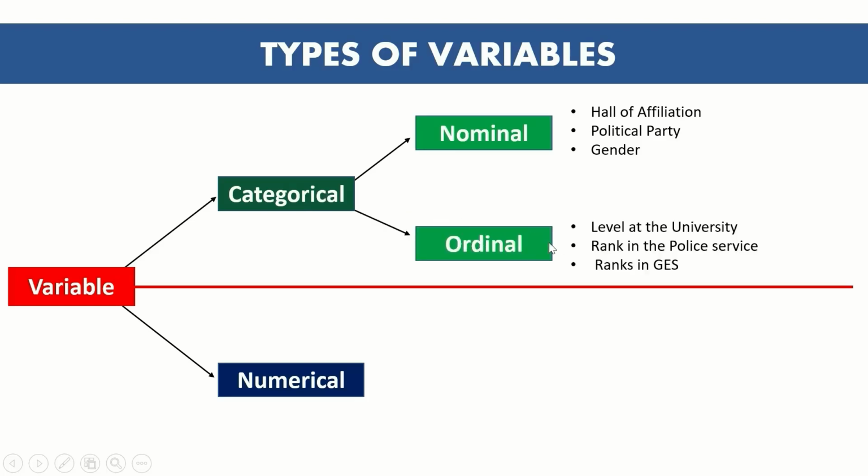Now, the other type of categorical variable is ordinal. Here, order is important, so some of them are higher than others. An example is level at the university. Level 100, 200, 300, 400 are not the same. Level 400s are higher. Rank in the police service. So you can have IGP, constable, and so on. So you can see that they are not the same. Some are higher than others.